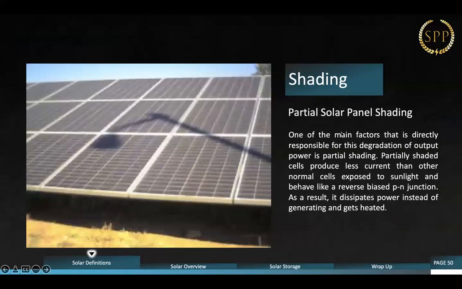So, partial shading of a cell is one of the main factors directly responsible for the degradation of output power. Partially shaded cells produce less current than other normal cells exposed to sunlight and behave like a reverse PN junction. As a result, it dissipates power instead of generating it and gets heated. So all 5 of these panels right now, even though it's just a little bit of shading, have each dropped efficiency by 30 to 40%.